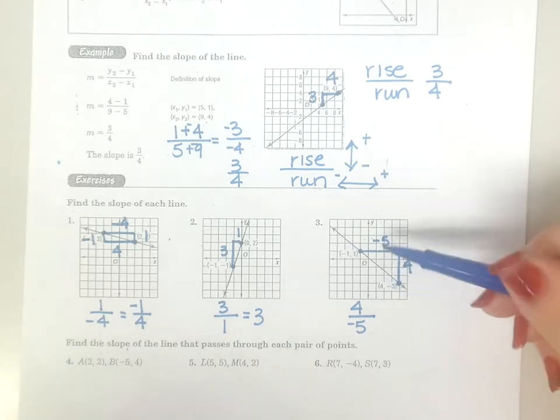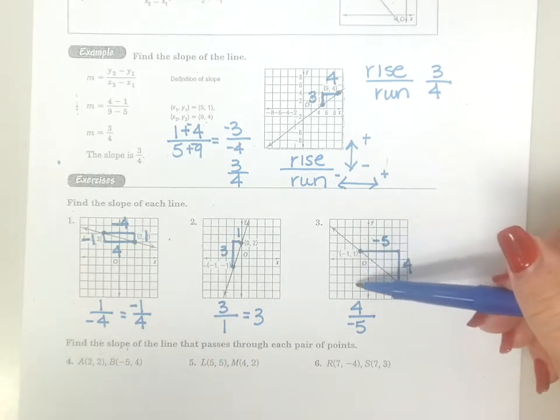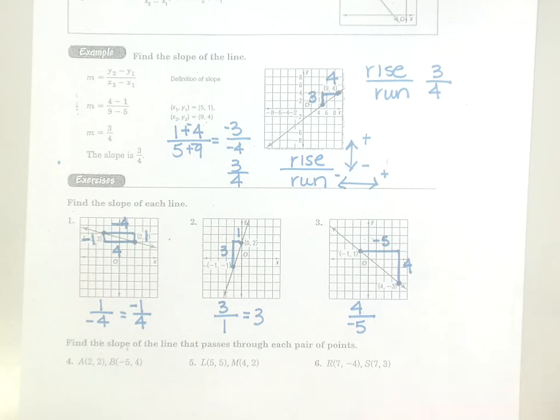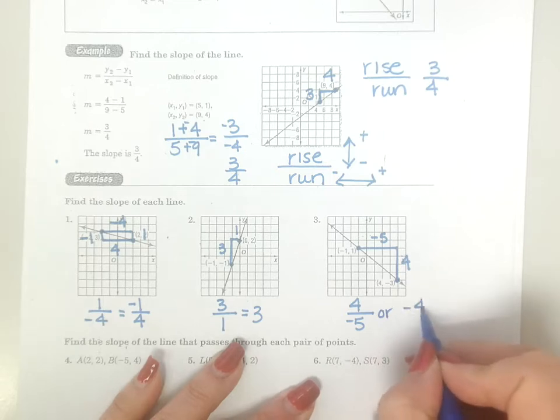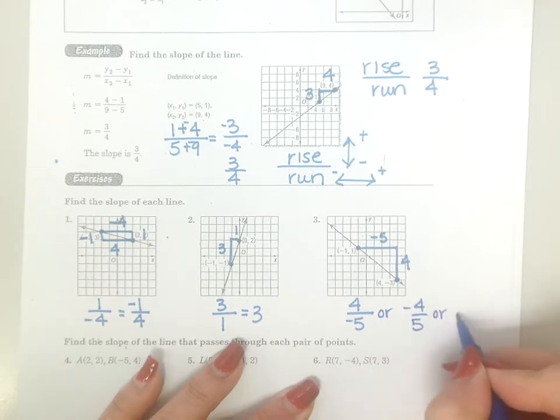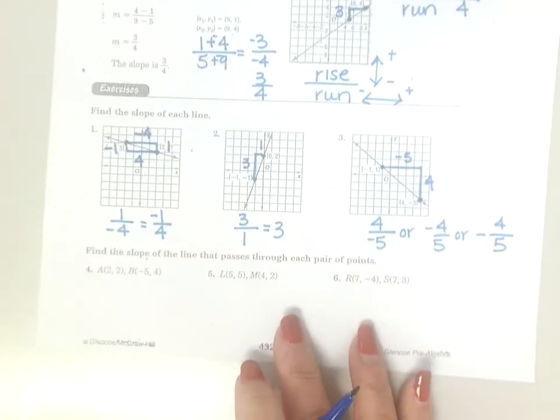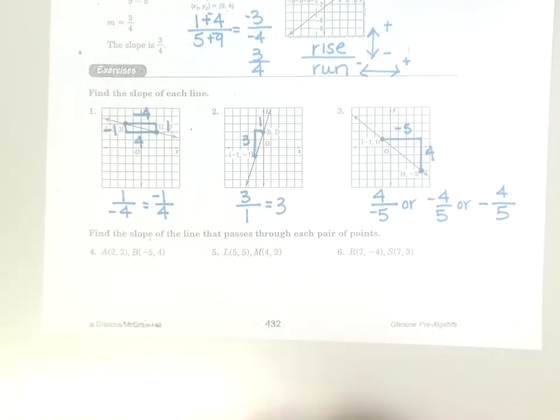And if somebody else wanted to go the other way, they would go down 4, which is negative, but then the 5 would have been positive. It's still a negative 4/5. It doesn't matter whether you have the negative on the top, in the bottom, or smack in the middle. That's a negative fraction, okay? So that's how to find the slope if you have a graph, all right?